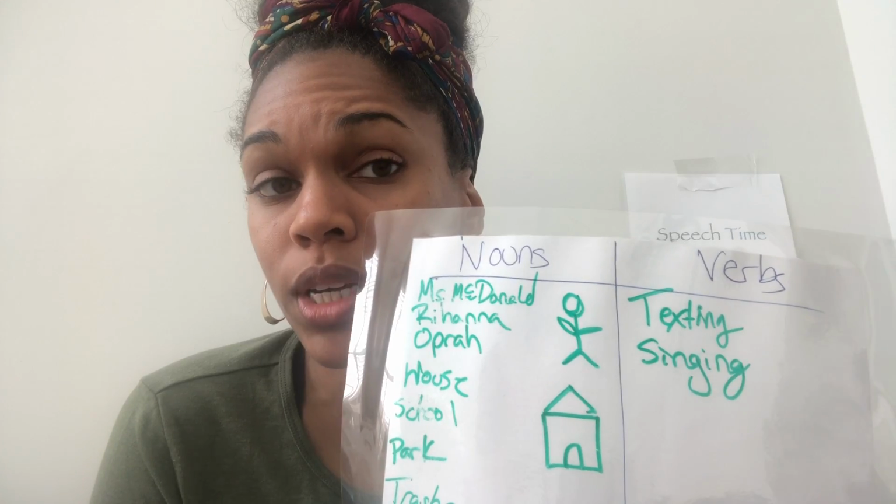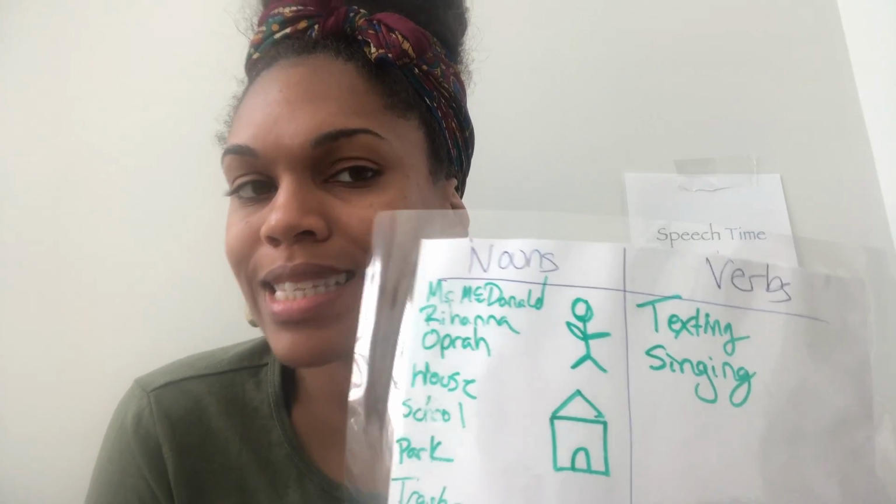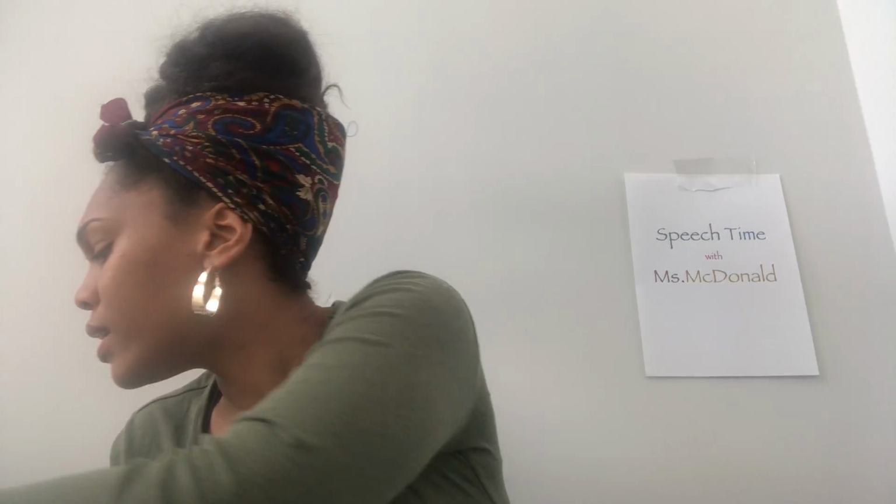If you wrote down singing, then you're right. That's the verb we're looking for. They are singing. Let's do another one. What about this one? What's this guy doing?